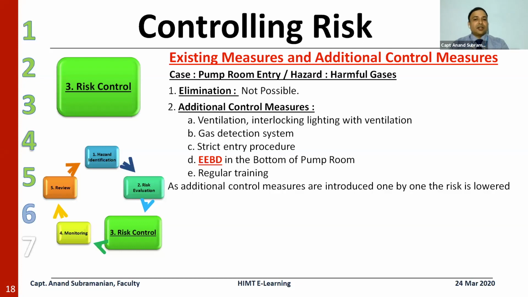Now, what are the additional control measures we can take? These are control measures. That means these are things that prevent the risk from happening. The ventilation is there. Then we have a gas detection system. Then we have strict entry procedures. We also have an EEBD, that is emergency escape breathing device, at the bottom of the pump room. And we also give regular drills and training on board. So as we keep on introducing control measures, the risk keeps on going down.